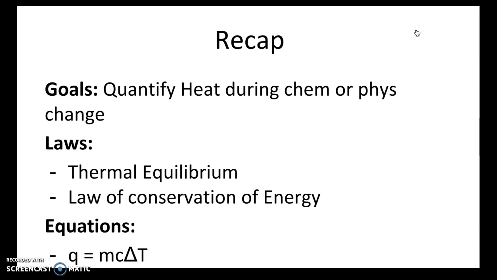The equation that we learned to quantify heat during a chemical or physical change is Q equals mcΔT, where Q is heat, m is mass, c is the specific heat capacity, and ΔT is the change in temperature.